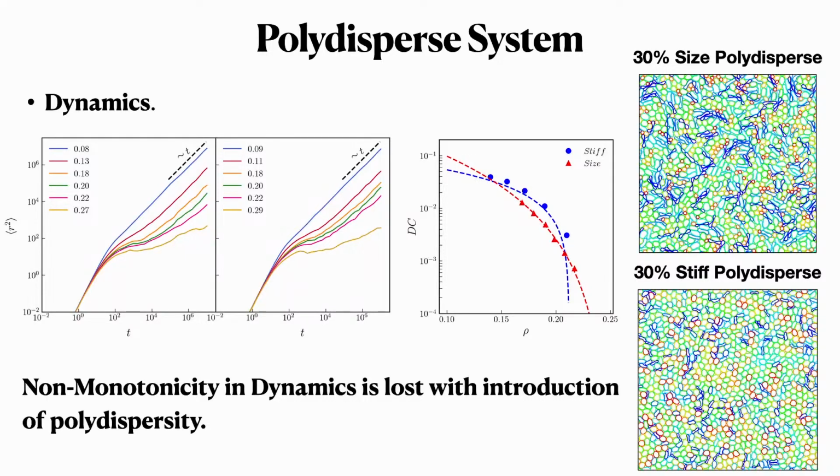If you plot the dynamics for both the stiffness and size polydispersed systems, the non-monotonicity in the dynamics is completely gone, because now the system is not allowed to arrange into this 2D or 1D order. But still, the size and stiffness polydispersed systems behave differently, in the sense that the glass transition density for these two systems is different.